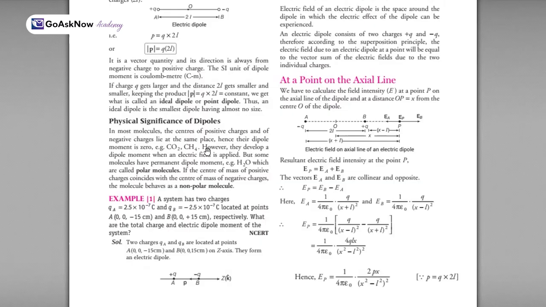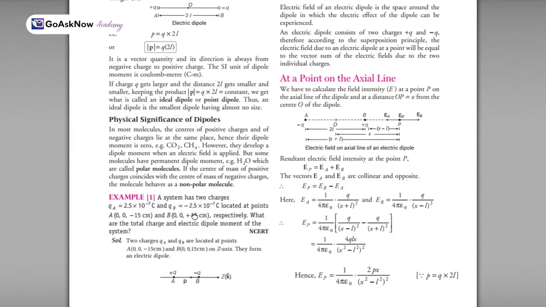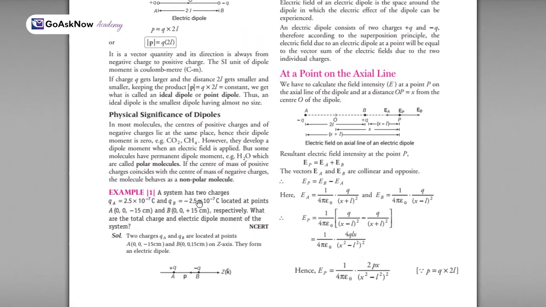But some molecules have a permanent dipole moment. Example: H2O. H2O has a V-shaped structure, which forms a net dipole moment. That is why H2O has a dipole moment. If molecules have some dipole moment, they are called polar molecules. If the center of mass of positive charges coincides with the center of mass of negative charges, the molecule behaves as non-polar, because the net effect cancels out.